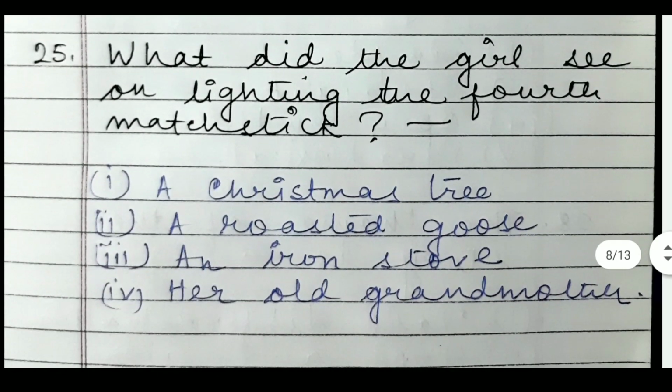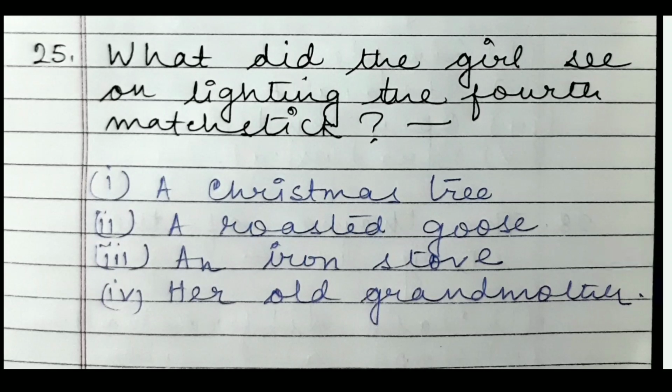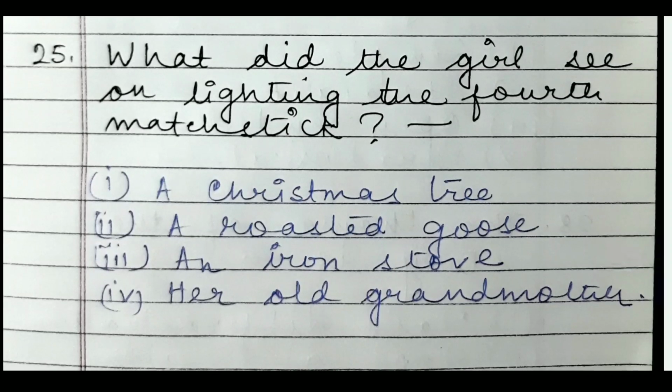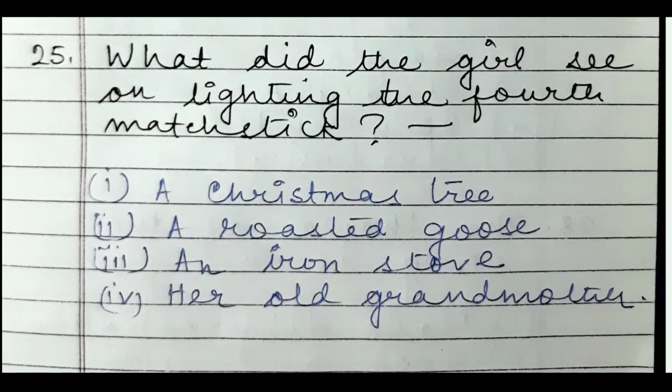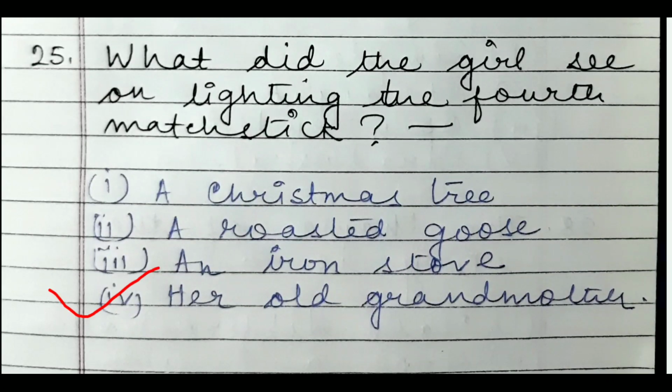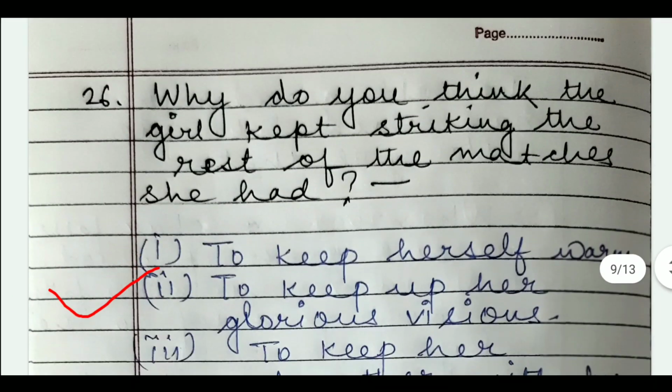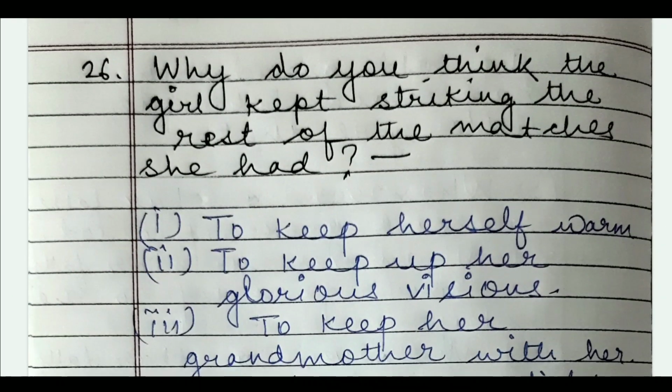Next, question number 25. What did the little girl see on lighting the fourth matchstick? Option 1, a Christmas tree. Option 2, a roasted goose. Option 3, an iron stove. Option 4, her old grandmother. And the right answer is option 4, her old grandmother.